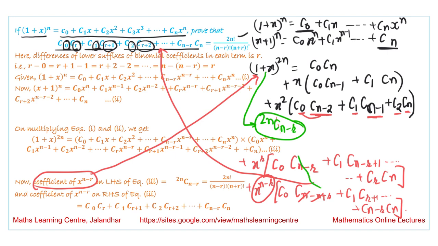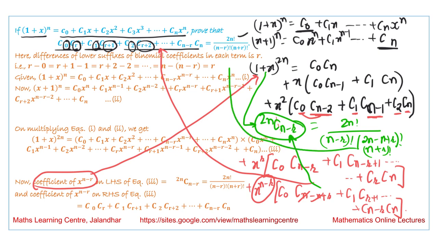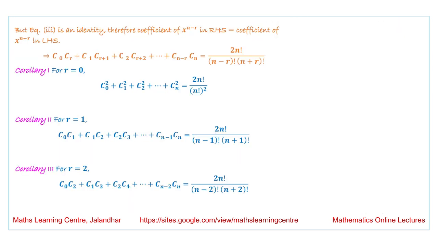So we are saying the value of this term is 2n c(n minus r), that is equal to 2n factorial over (n minus r) factorial into (2n minus n plus r) factorial. This is (n plus r) factorial, and this is what we have to prove. So we have obtained this result.